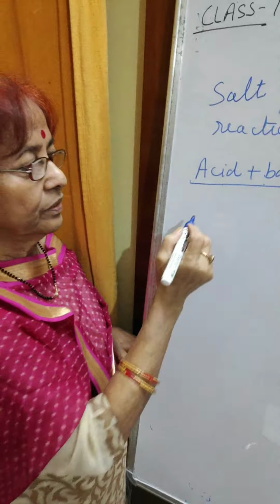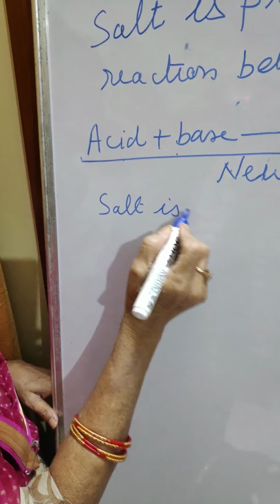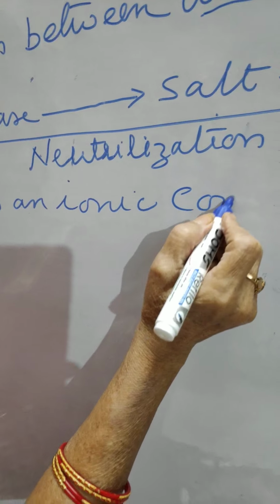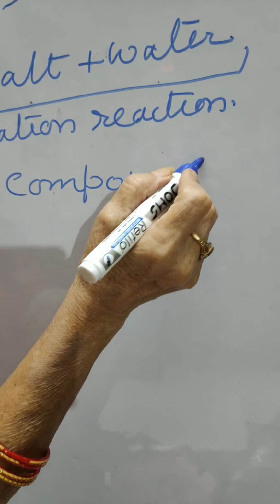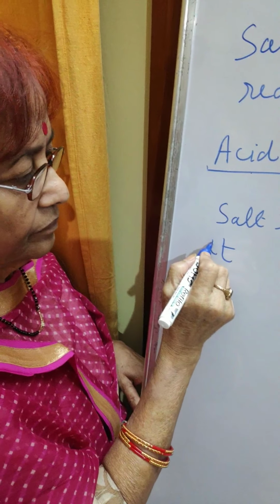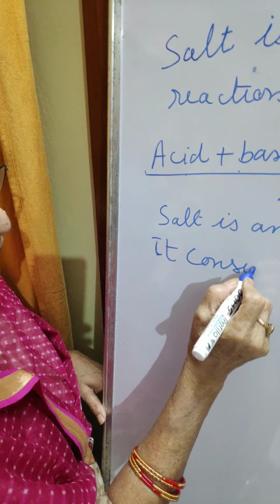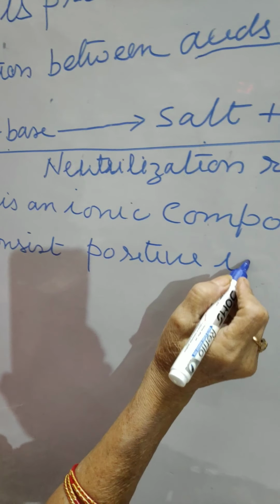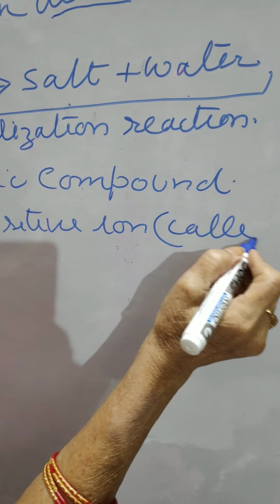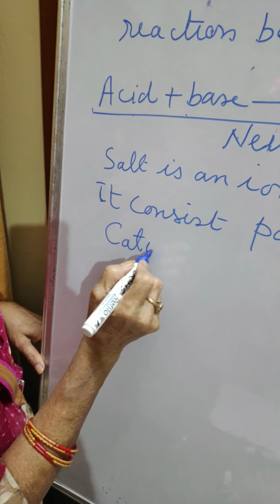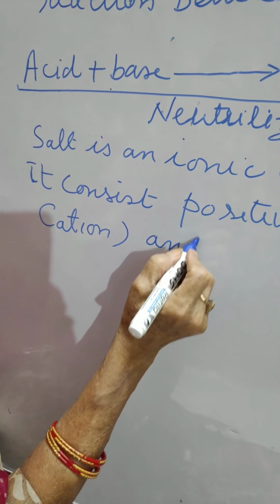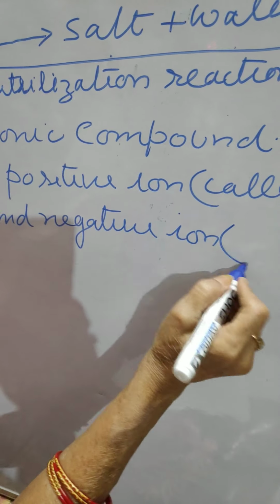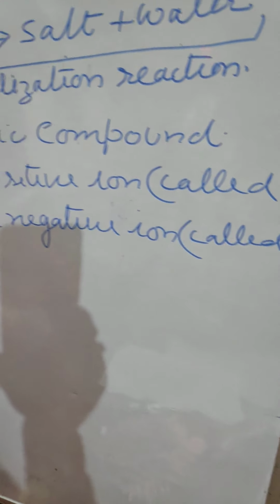Salt is an ionic compound. It consists of a positive ion called cation and a negative ion called anion.